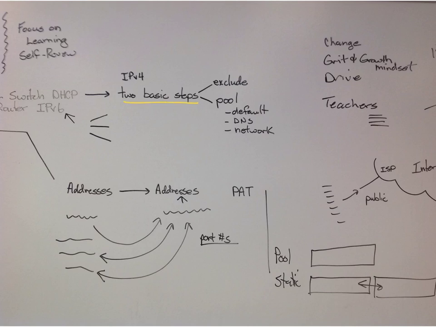So, 2 basic steps. IP version 4 DHCP. You exclude your address, you make a pool, default gateway, DNS, what network we're going to pick it from. Then we also talked about network address translation.